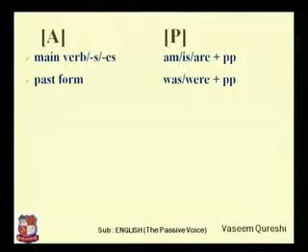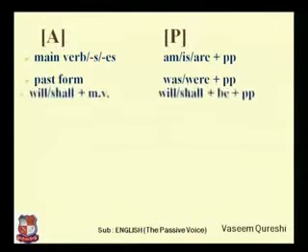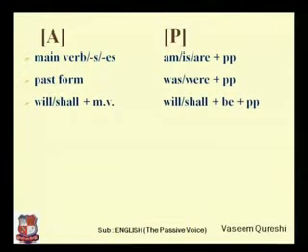This is in simple past tense, when you have to use past form in active voice and was verb plus past participle in passive voice. I played cricket and cricket was played by me. The third one is in simple future tense, will or shall plus main form of the verb. In passive, will or shall plus be plus past participle. I will play cricket, cricket will be played by me.